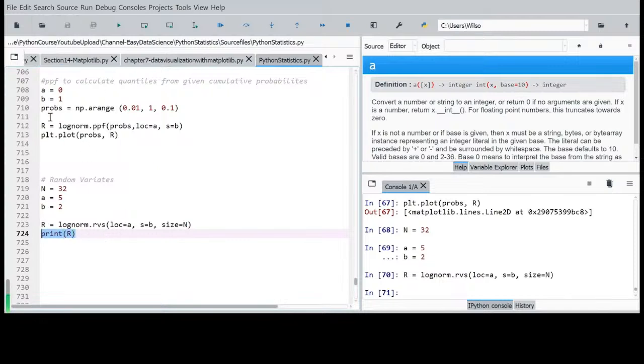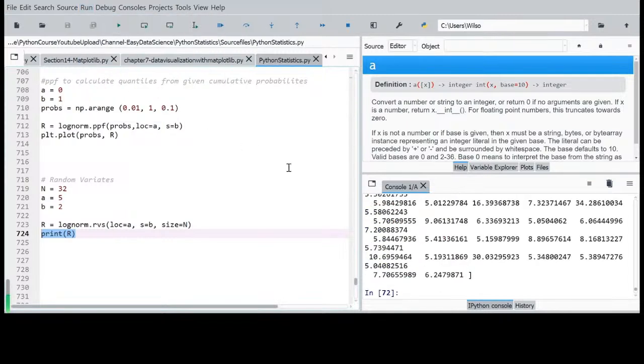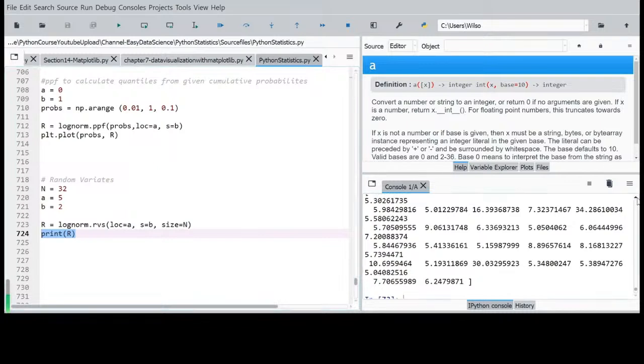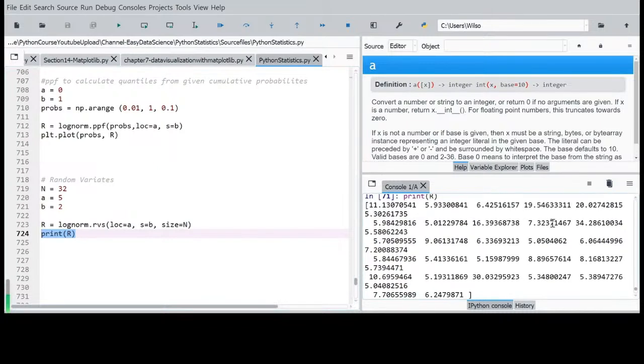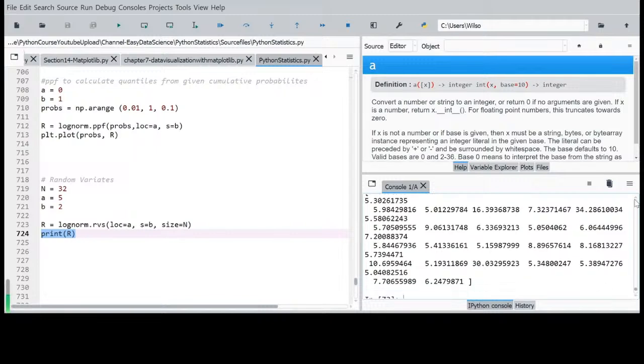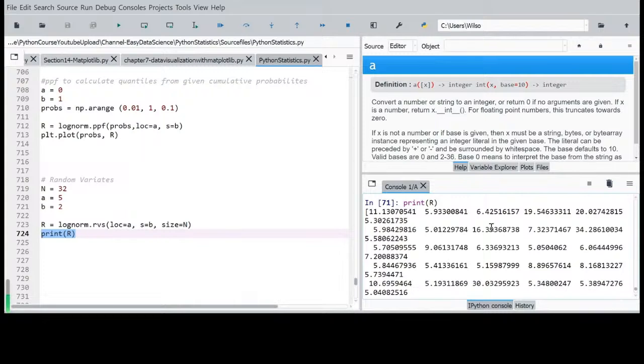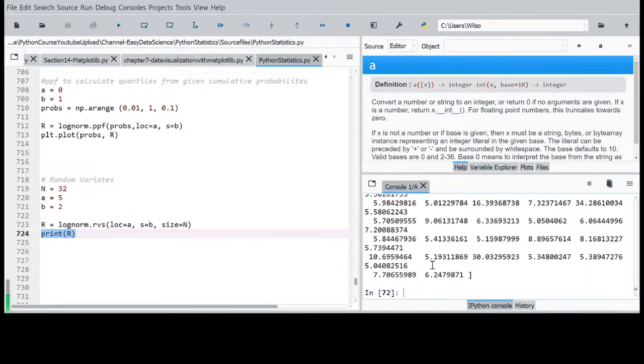You can print these generated numbers. You can see they are very close to 5 because we set the location equals 5, mean value equals 5, and the log of these log normal variables has standard deviation equals 2. So regarding the variation, a number as large as, for example, 34 has been generated, and most of them are around 5, between 5 and 10.